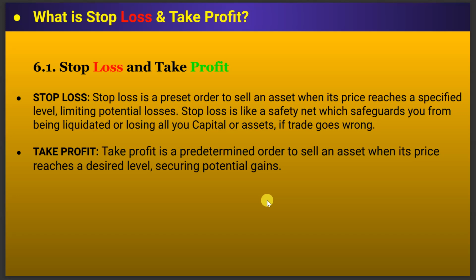So a stop loss is a preset order to sell an asset when its price reaches a specific level, so that when losing trades get to a specific level, that is where you want to leave the market. So it limits potential losses. Stop loss is like a safety net which safeguards you from being liquidated or losing all of your capital or assets if trades go wrong, right?